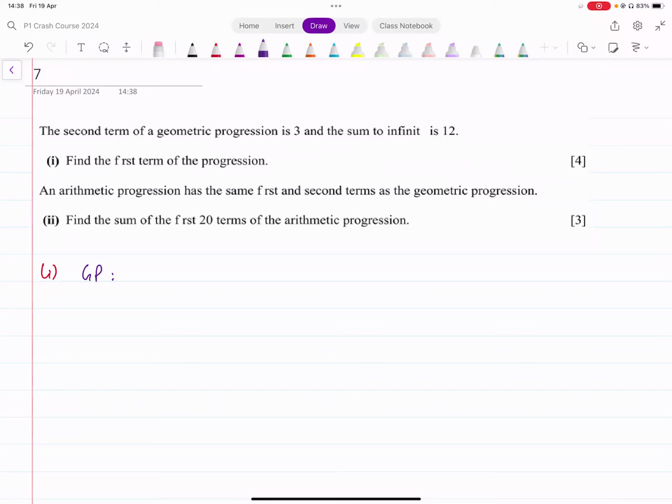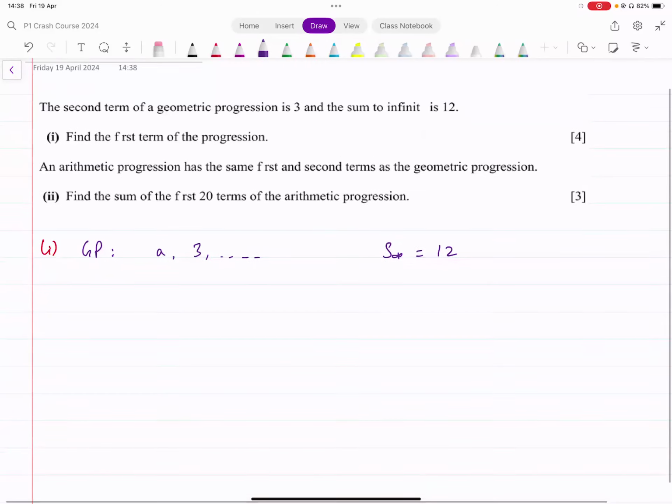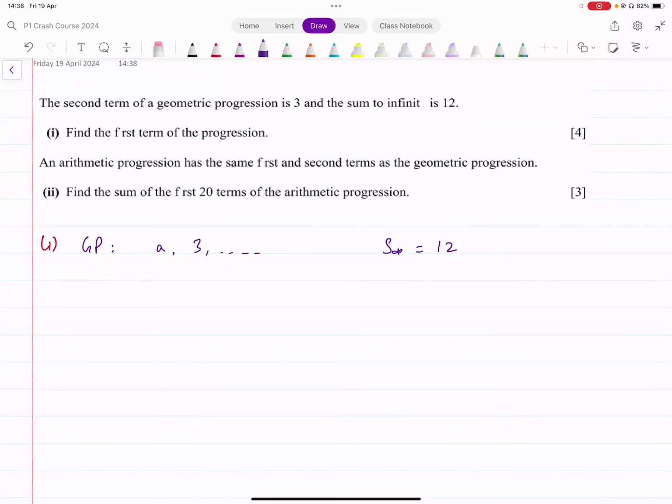Now, we don't know what the first term is. We can write it like this. We can say the first term is A, and then the second term is 3, and then it keeps going on like this. We do not know what the rest of the terms are. And we are given that the sum to infinity is equal to 12. I think we did a very similar question to this in our last session. But anyway, what's the formula for sum to infinity? It's A over 1 minus R, that equals 12.